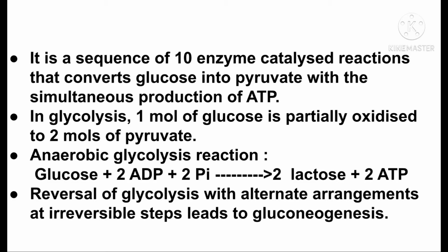Glycolysis is a sequence of 10 enzyme catalyzed reactions that converts glucose into pyruvate with the simultaneous production of ATP. In glycolysis, 1 mole of glucose is partially oxidized to 2 moles of pyruvate. The anaerobic glycolysis reaction is glucose plus 2 ADP plus 2 inorganic phosphate gives 2 lactate plus 2 ATP. The reversal of glycolysis with alternate arrangements at irreversible steps leads to gluconeogenesis.